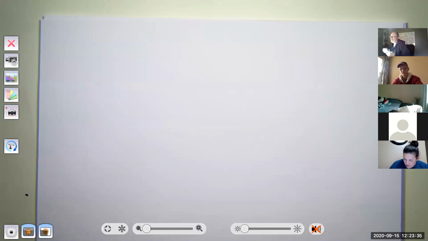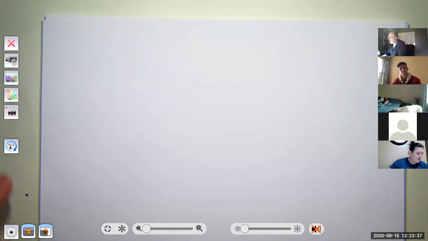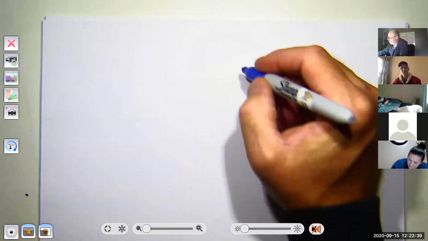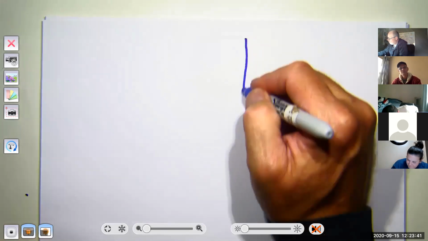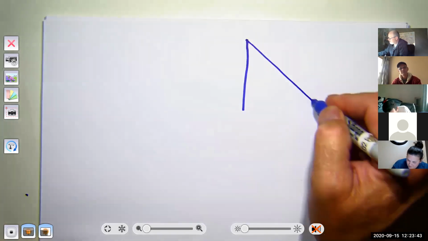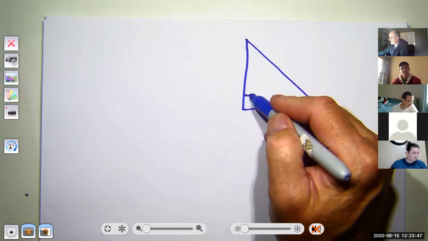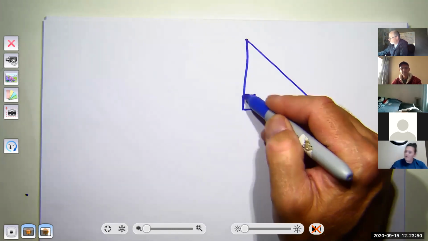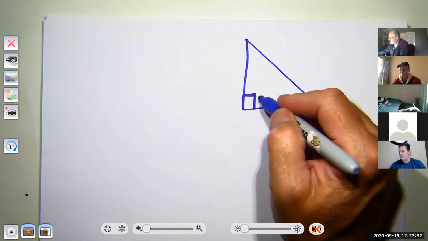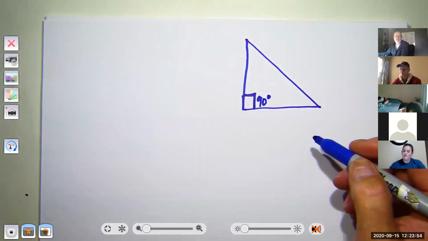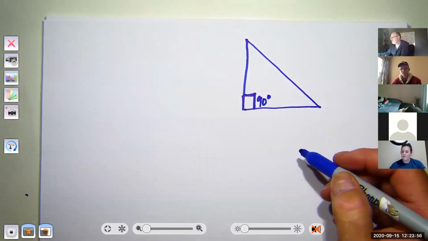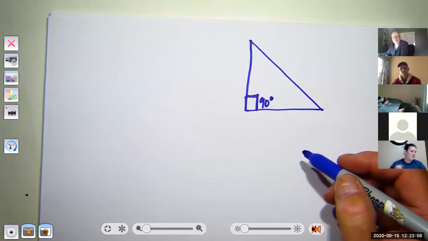So to start everything off, we always have to be aware that we will be dealing almost always with right angle triangles. A right angle triangle is where we have a 90-degree corner. Okay, always. This is what we're going to be dealing with always.